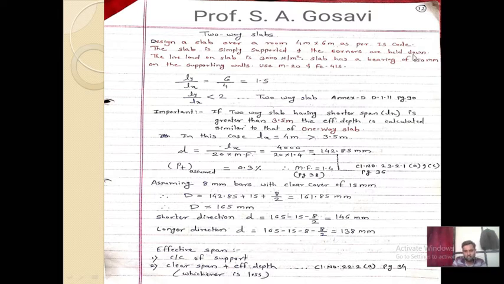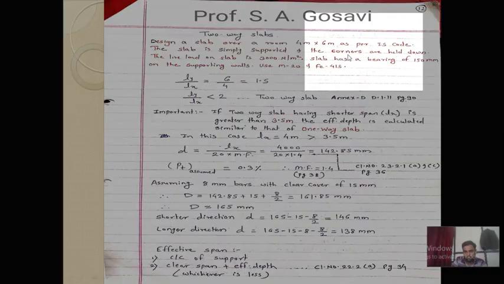So corners are held down means what? The slab has four corners. At the four corners, special reinforcement needs to be provided. That is the meaning of corners are held down. That reinforcement is called torsional reinforcement, which is provided at the corners of the slab. The meaning of this is that at the corners a special reinforcement is provided for the torsion.